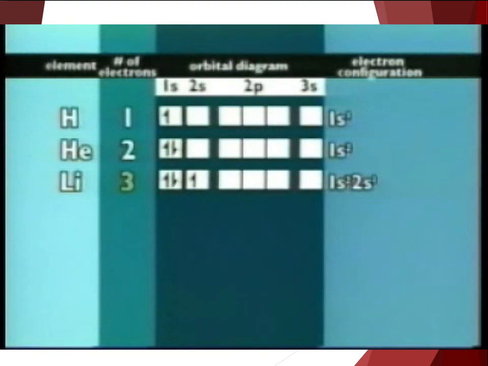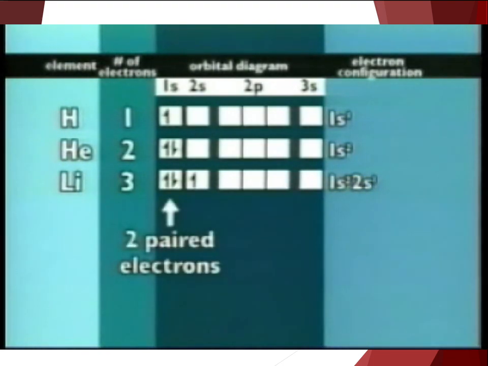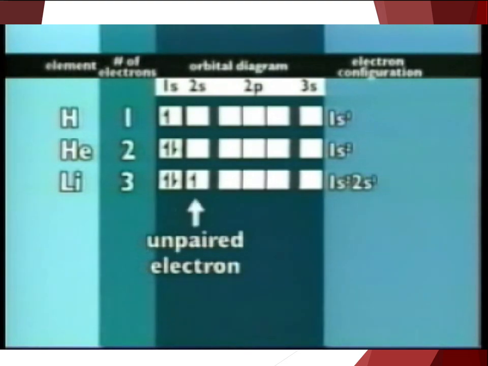Lithium, with its 3 electrons, needs 2 boxes for its orbital diagram. The 1s box is filled with a pair of electrons, and lithium's 3rd electron, the unpaired electron, goes to the 2s box. We describe lithium's electrons with this notation: 1s2, 2s1. Lithium fills the 1s orbital with 2 electrons and uses the 2s orbital for its unpaired electron.